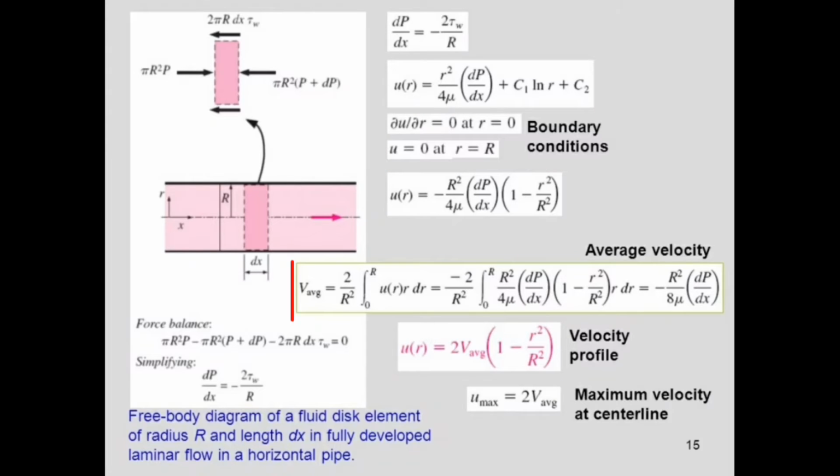And then you can use this equation for the average velocity. And then for the velocity profile, you can use this. And then for the maximum velocity at the center line, we can use this. So all in all, that's all. I hope you learned. Thank you.